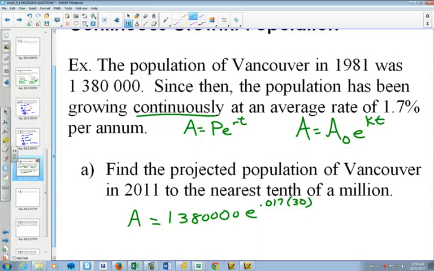And this one, there's nothing we need to do other than type it in. As a shortcut, I'm typing in 1.38 instead of all of those numbers. And to the nearest tenth, we should get 2.3 million.